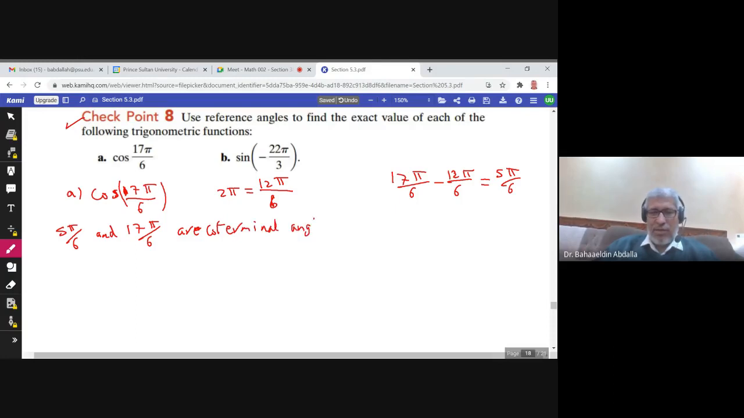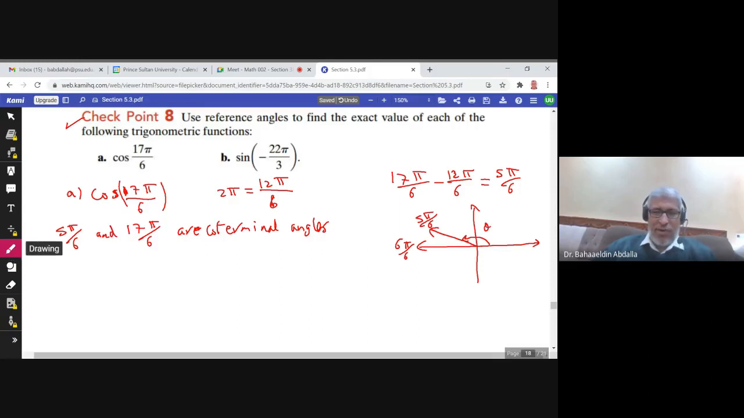Coterminal angles. Good. Now to find cosine 17 pi over 6, or 5 pi over 6, I need to sketch the graph of 5 pi over 6. It's a positive angle. I'll go in the positive direction. The denominator is 6, so this is 6 pi over 6. 5 pi over 6 would be before 6 pi over 6. So this is the angle 5 pi over 6.